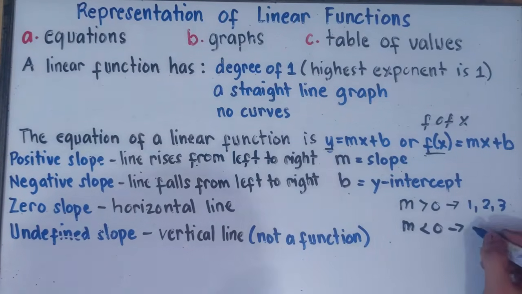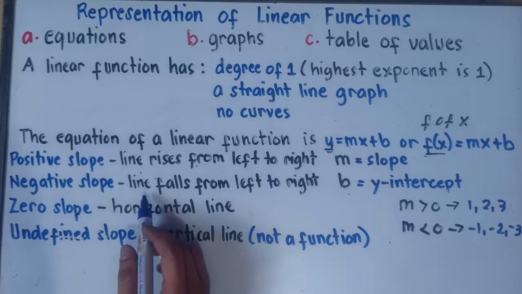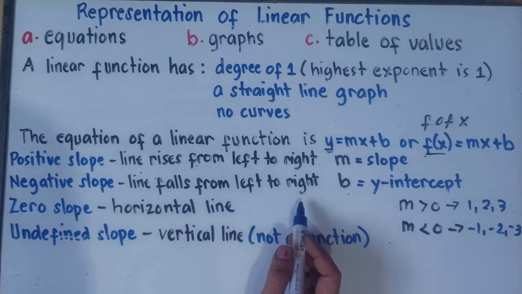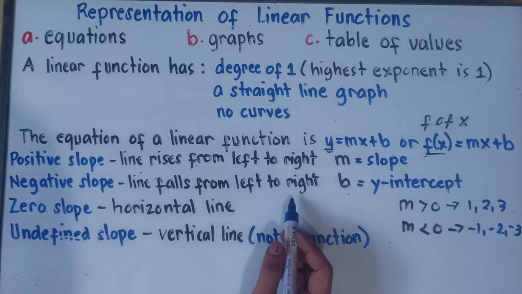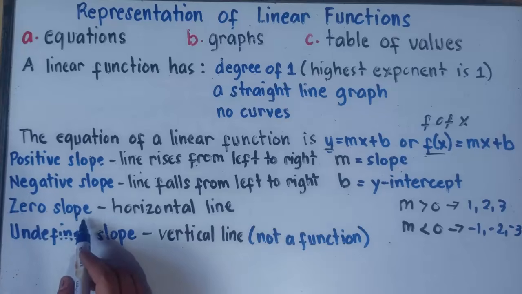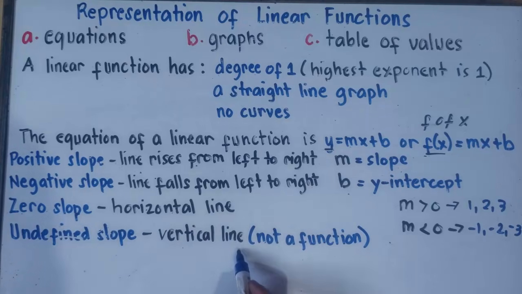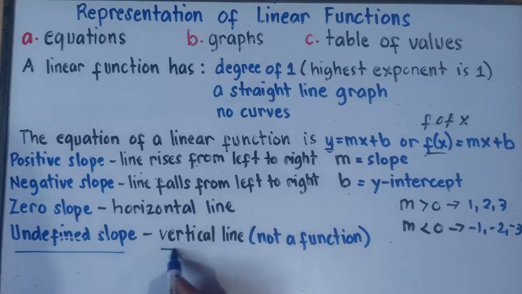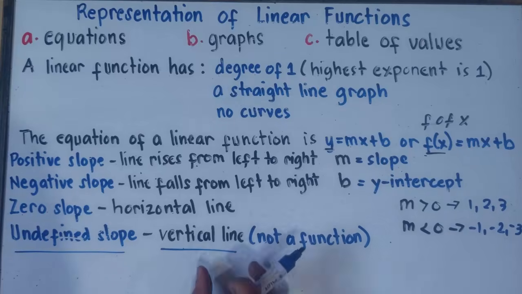That would be negative 1, negative 2, negative 3, negative 4, negative 5, negative 10, and so on. Now, if your slope is negative, the line falls from left to right. Once again, we will be explaining this one later on. If you have a zero slope, that would be a horizontal line. Undefined slope would be a vertical line, and it will not be a function. We will have an example for this one later on.